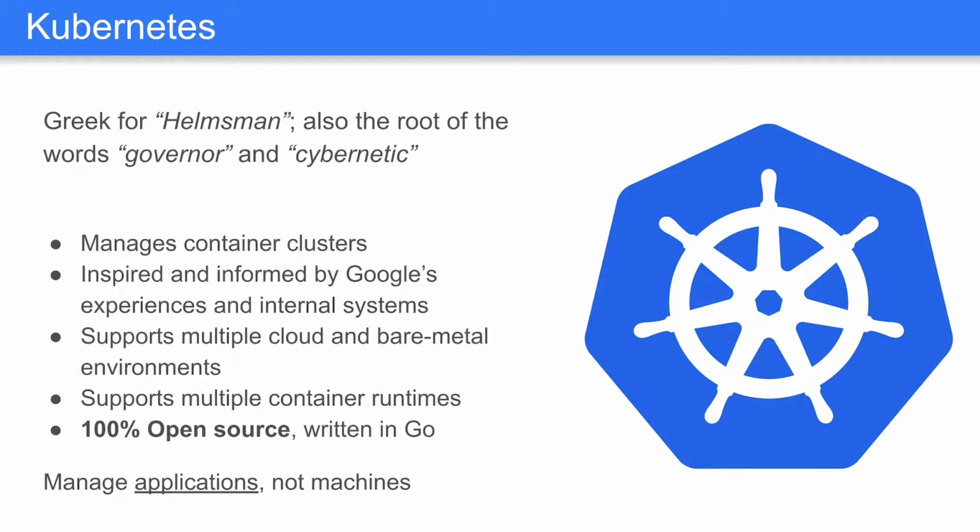And like I said, Kubernetes is 100% open source and it's written in Go. So you can find it on GitHub and even check out the source code if you wanted to. And Kubernetes is all about managing applications and letting Kubernetes handle the challenges of managing the machines that those applications will be running on.